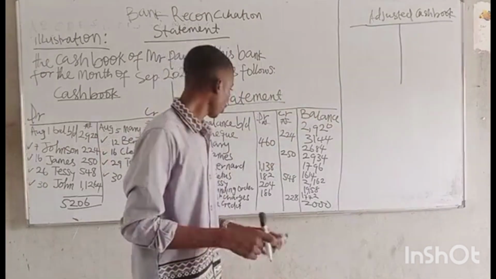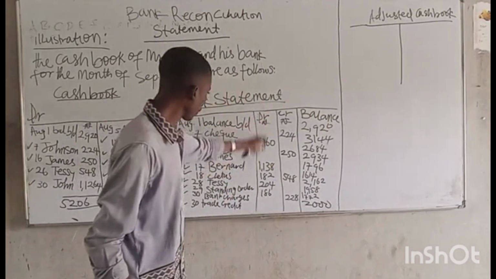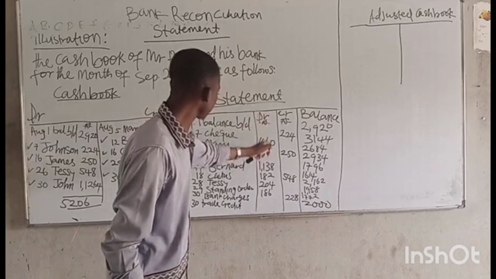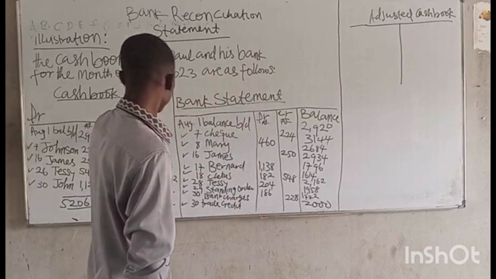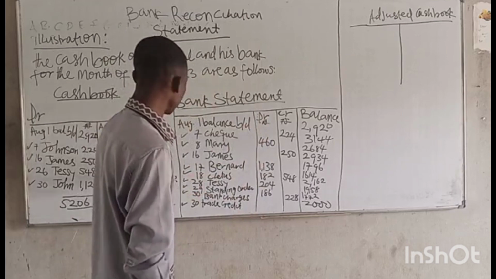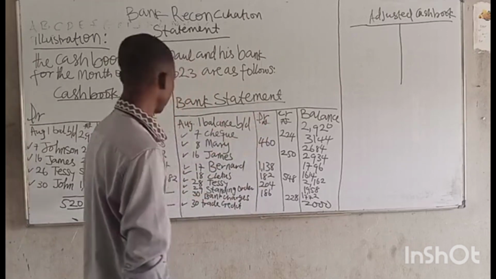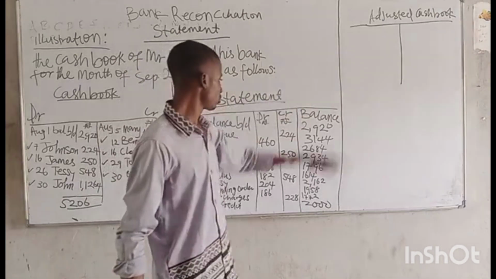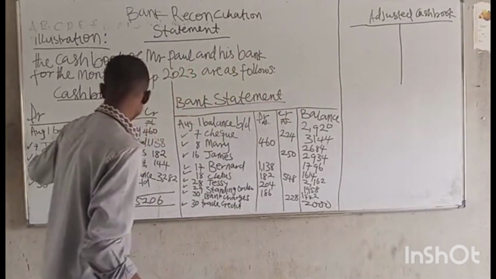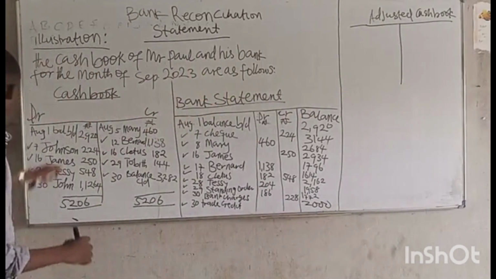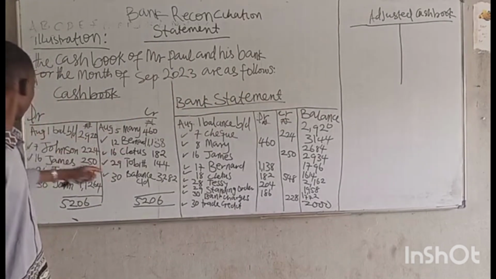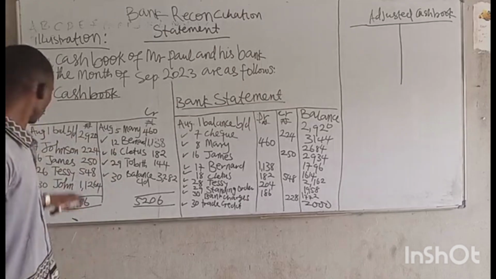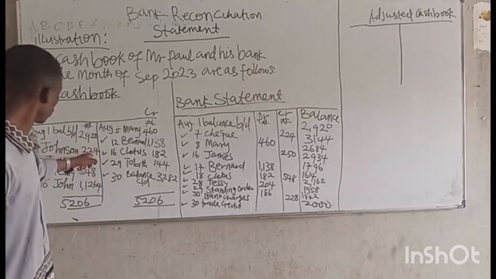So first of all, let us compare the debit side of the bank statement with the credit side of the cash book to know the transactions that are here, that are not here, so that we will represent them in the cash book. So first of all, let's start with the debit side. Always ignore the balance brought forward and start with the next transaction. So here we have 224.